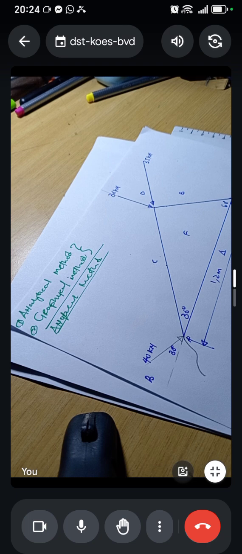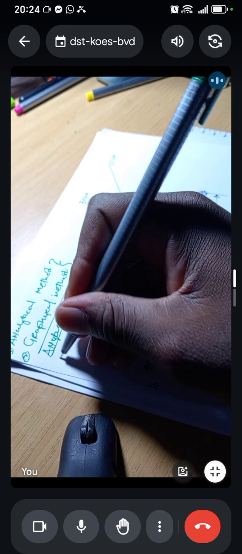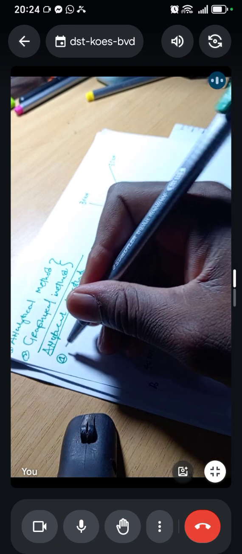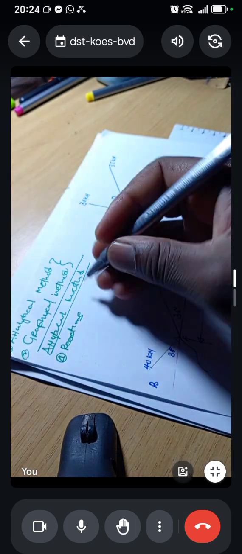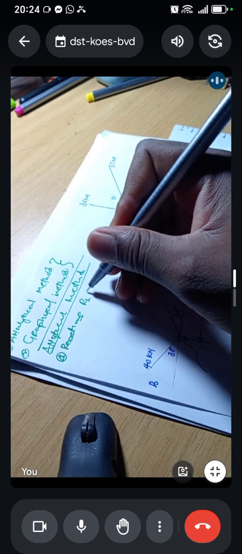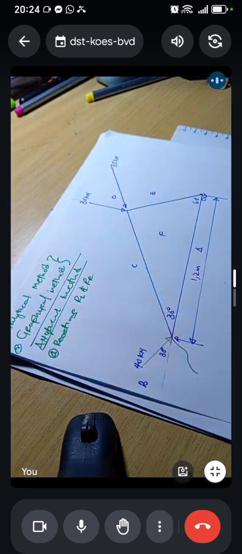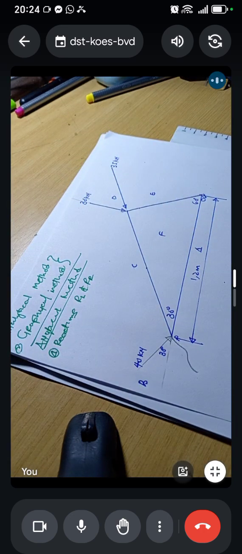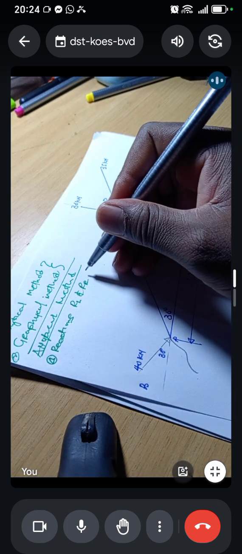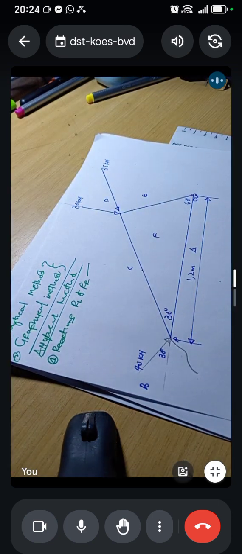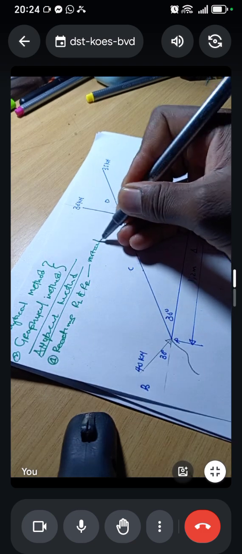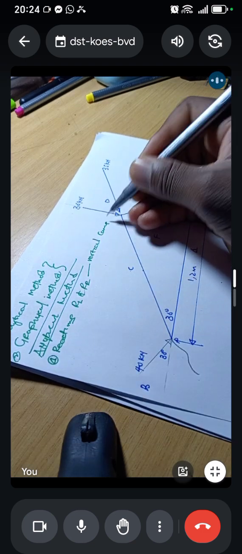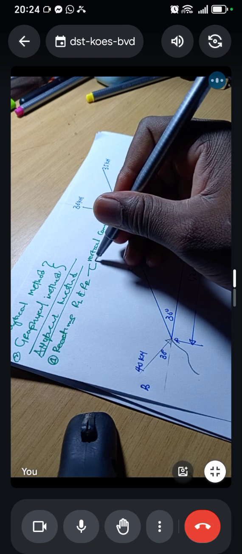Step number 1. You must know the reactions, which are RL and RR. On this RR and RL, one needs to be a vertical component, but the vertical component is determined by what? By the wind load, right?